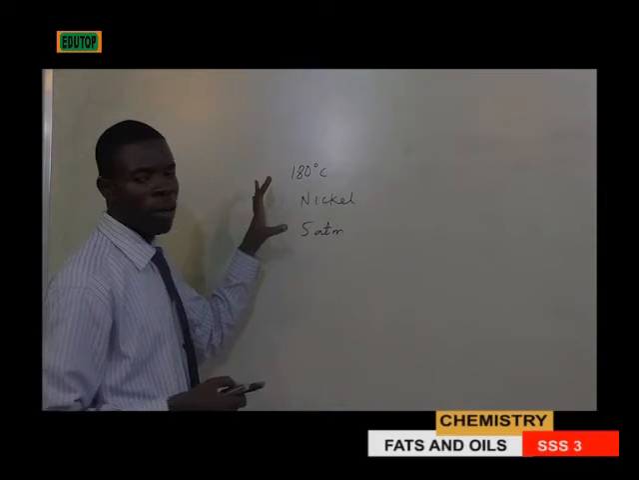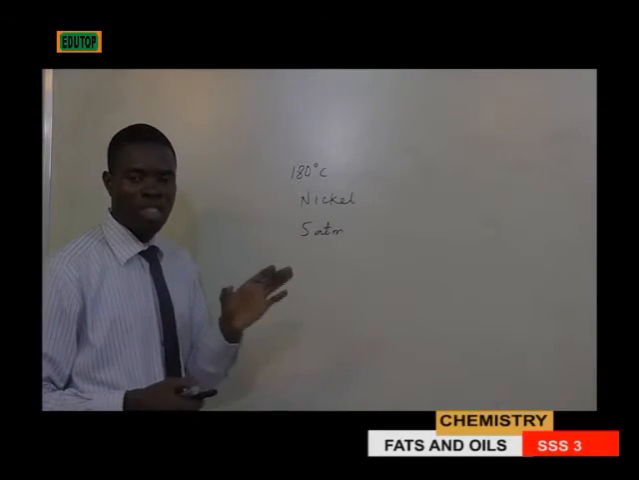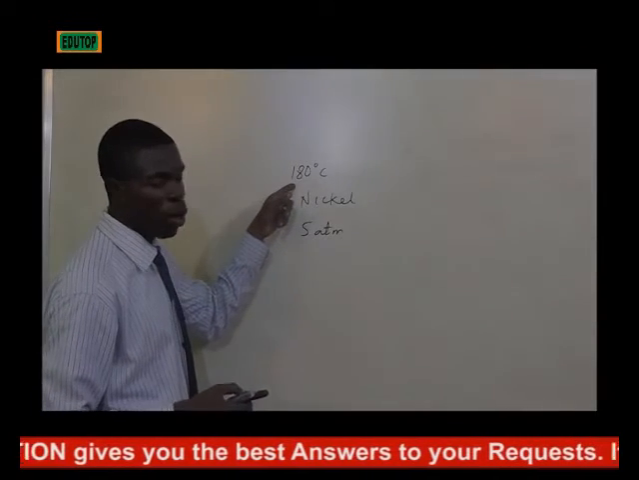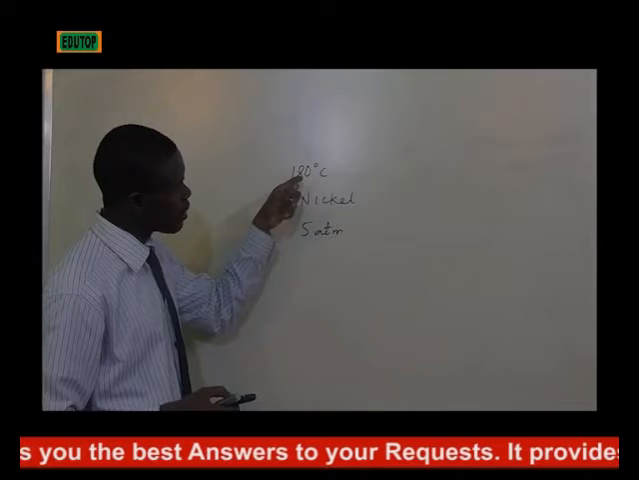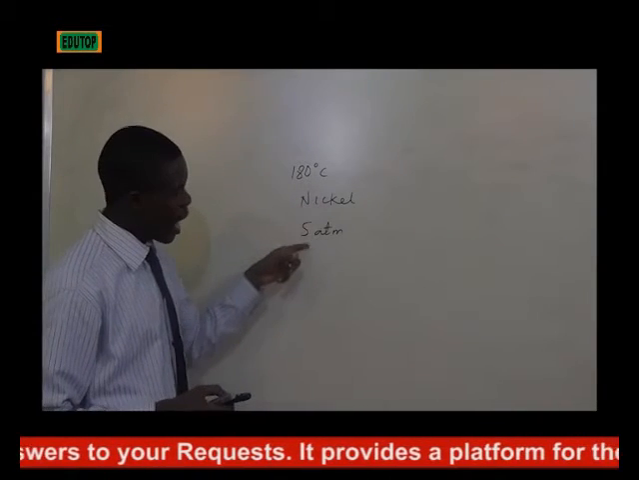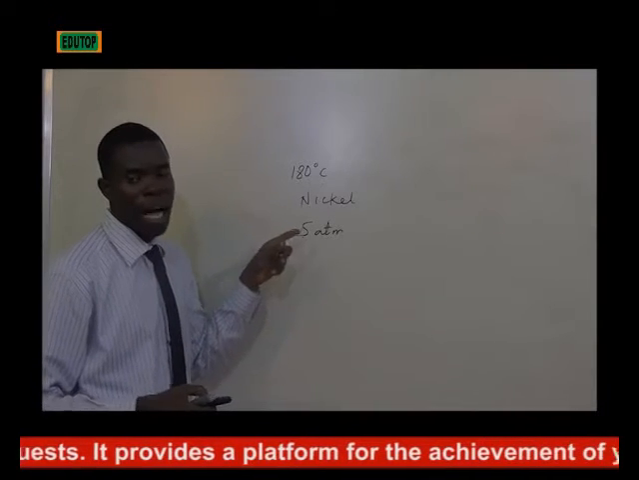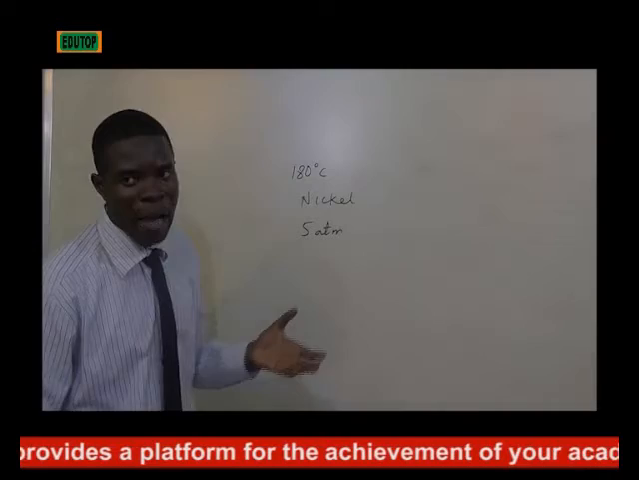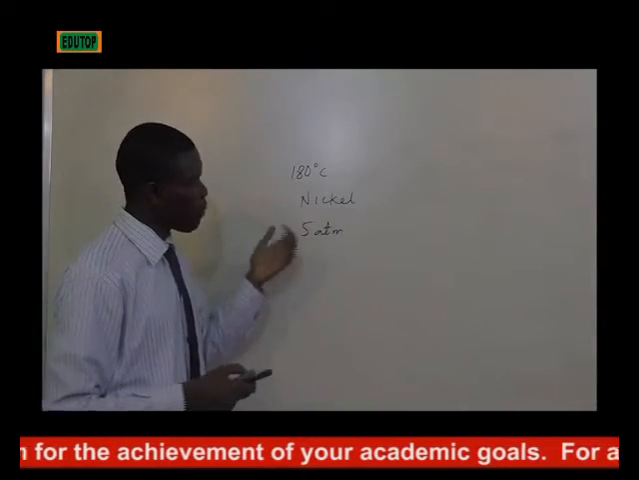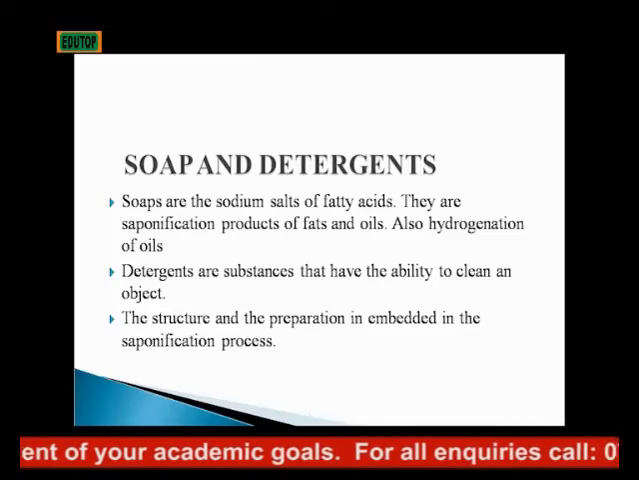So before your oil can be converted into margarine, which is known as the fat, the temperature must be carried out at 180 degrees centigrade in the presence of a nickel catalyst, and hydrogen is bubbled at 5 atmosphere. That is why for hydrogenation, this condition is very important and must not be interchanged.